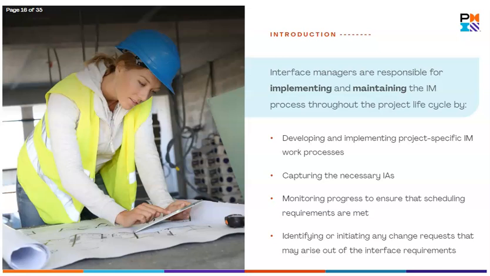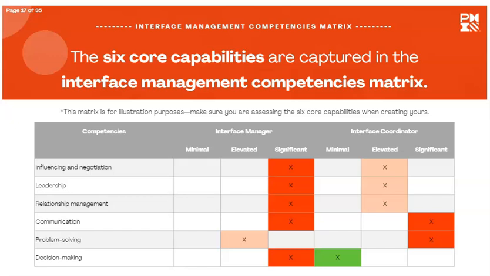A number of core competencies are required to ensure that both the interface manager and interface coordinator are successfully communicating between all levels and hierarchies involved in the project. The 6 core capabilities are captured in the Interface Management Competencies Matrix. Each of the competencies are ranked by the level of capability required for both an interface manager and an interface coordinator. Click Next for a definition and explanation of each of these competencies.